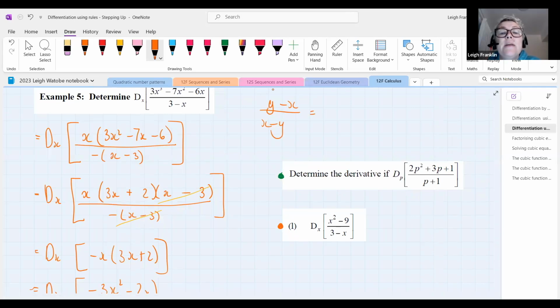If you wanted the bottom to look like the top, you would first have to take out a factor of -1, and then you'd end up with y minus x. Now you can cancel. So the answer would be -1. That's the idea.